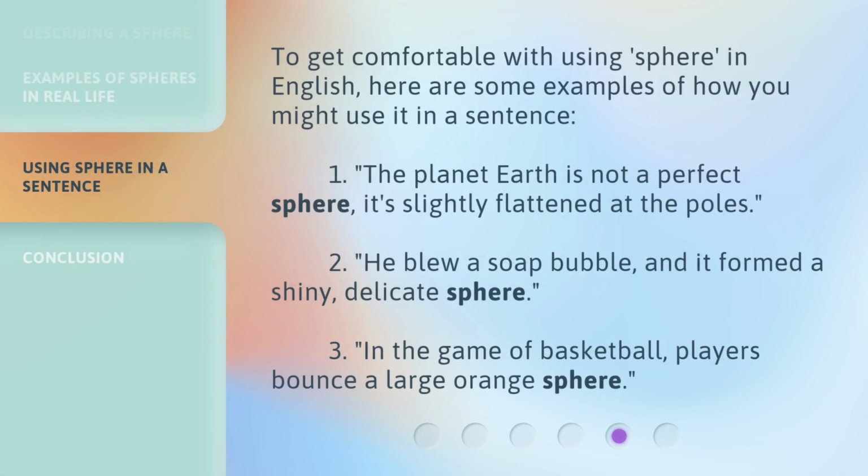To get comfortable with using sphere in English, here are some examples of how you might use it in a sentence. 1. The planet Earth is not a perfect sphere. It's slightly flattened at the poles. 2. He blew a soap bubble, and it formed a shiny, delicate sphere. 3. In the game of basketball, players bounce a large orange sphere.